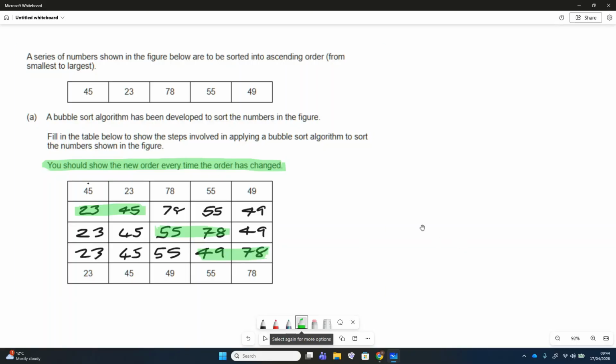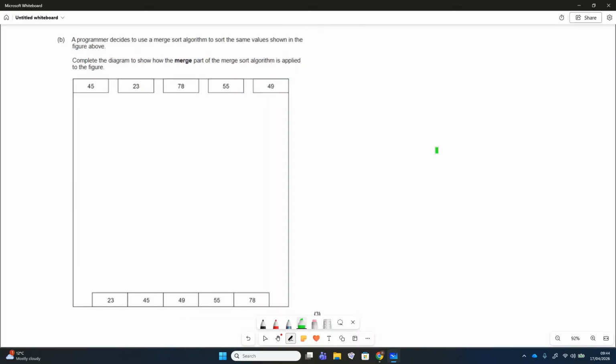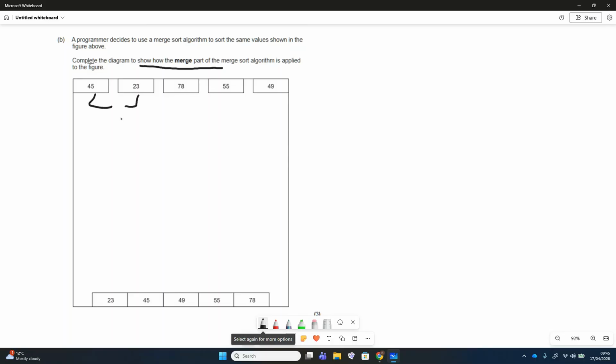Okay, so a bit further on that question, they asked about the merge sort, which is another type of sort that we should know about. And the merge sort, the diagram needs to be completed to show how the merge part of the merge sort is applied. So they've already been split up into individual single numbers, and then we're going to merge pairs together. So we get these two, 45 and 23, and we merge those as one list with 23 and 45.